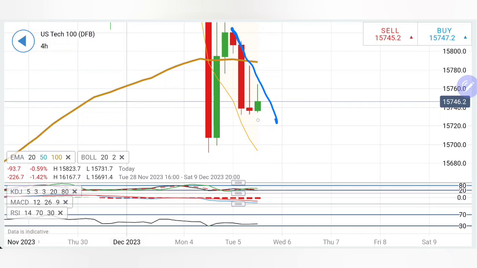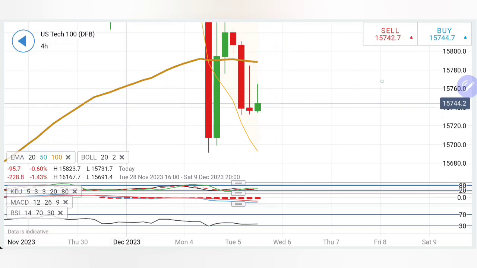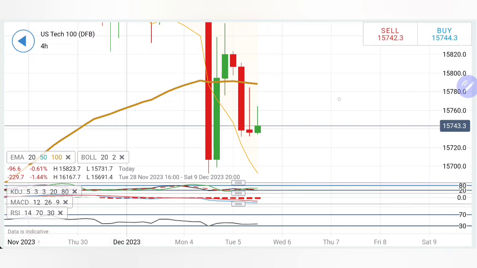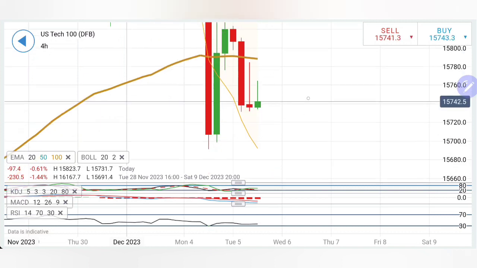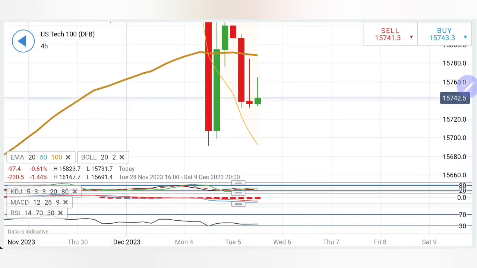Now creating lower highs, we can see a reversal from here where the prices may fall, and then a red candle of this size can be expected. When I say this size, it means it is almost of 100 points. Yes, so 100 points from here will take it towards 15,640, 650, and then further lows can be expected.